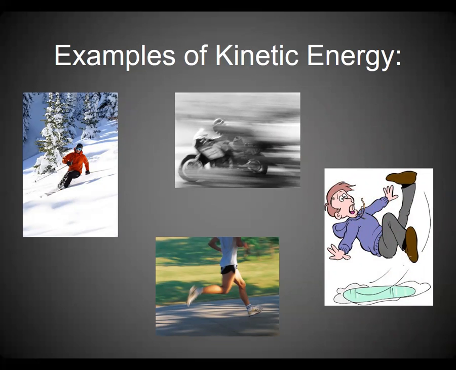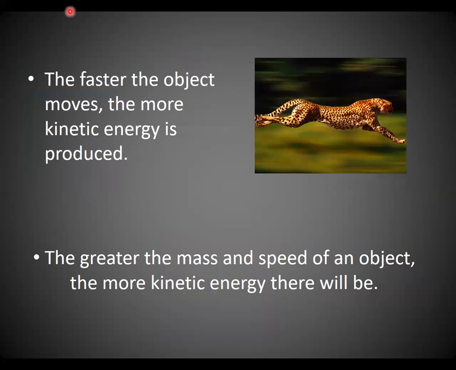So there were two factors that affect potential energy. Remember, the height of the object and the mass. There are also two factors that affect the kinetic energy of an object. The first is speed. The faster the object moves, the more kinetic energy is produced. So if a cheetah is running and I am running, the cheetah is much faster than I am, believe it or not. Therefore, it's going to have a much greater kinetic energy.